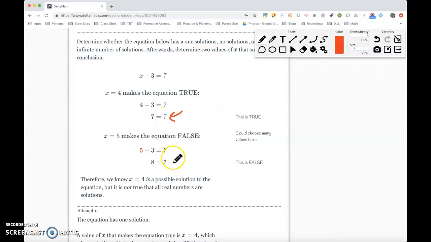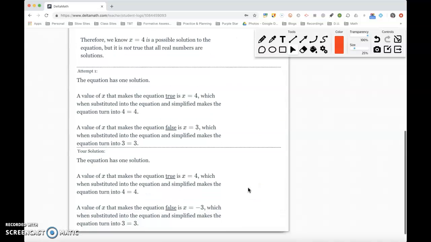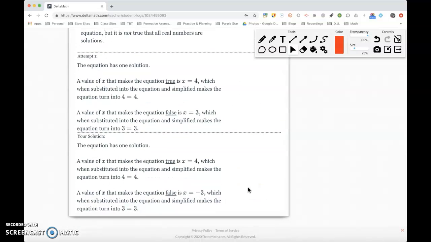Versus right here, if you look at Delta Math's work, that is a statement of inequality. That's a false statement, right? 8 is not equal to 7, and we know that because 5 is not the right solution. So let's check out the answers that were put into this particular equation. We know that 4 is the right answer, and that's true. 4 is the answer that's going to make it correct.